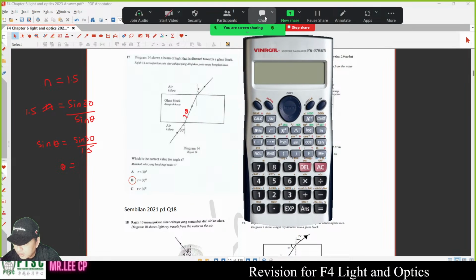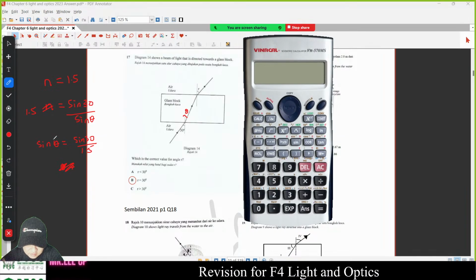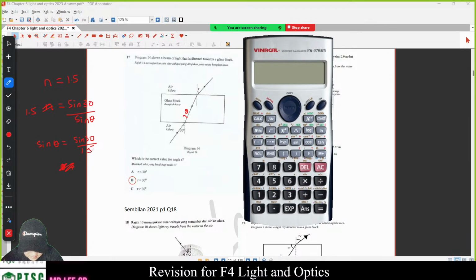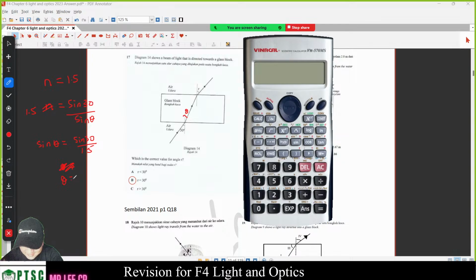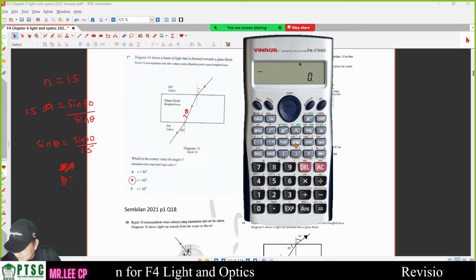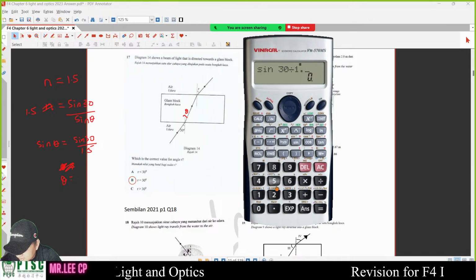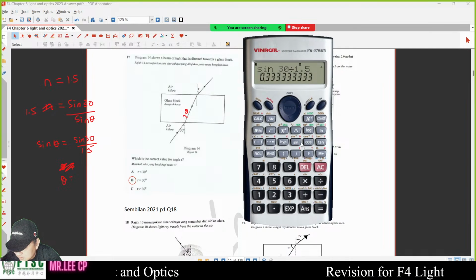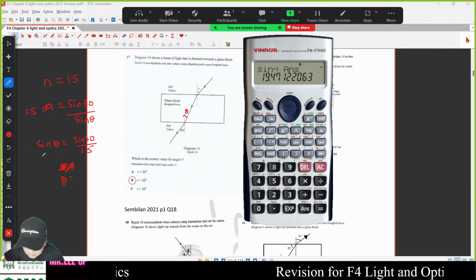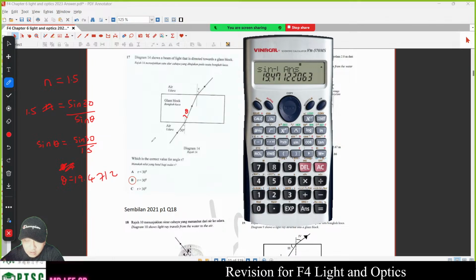Oh, okay. I don't want to calculate the theta first. Leave it first because useless. So I know that sine theta is sine 30 divided by 1.5. Never mind, I calculate it lah. Don't be lazy. Shift sine equal: 19.4712. I use small decimal. Okay, I got the theta here already.